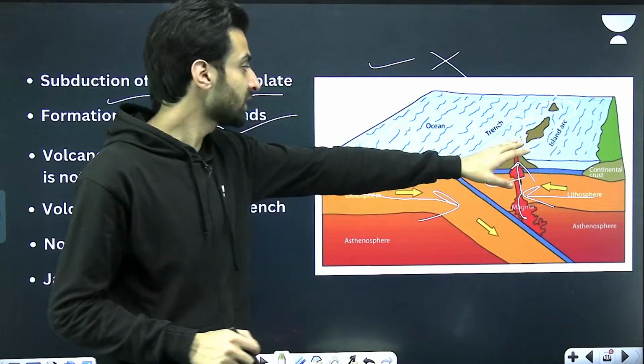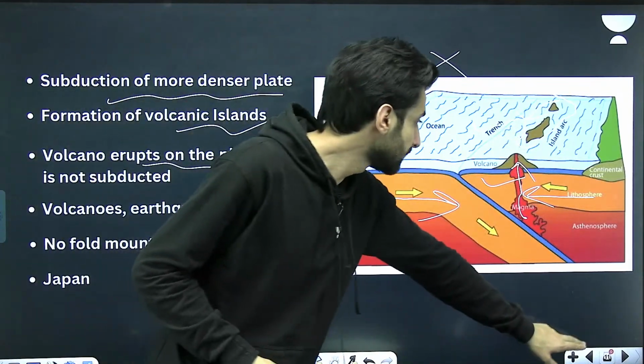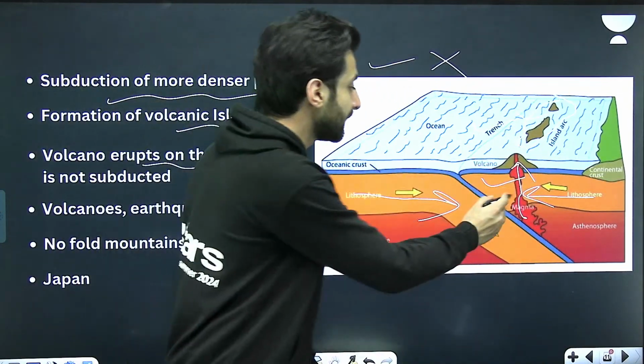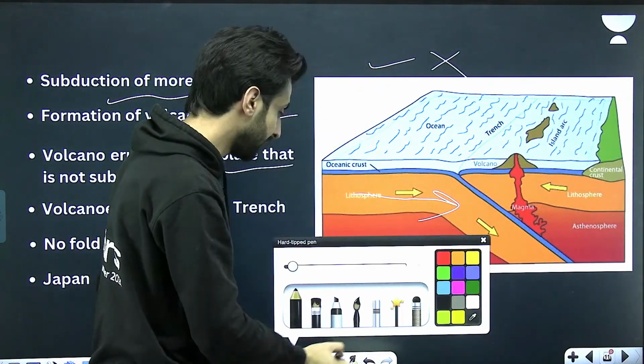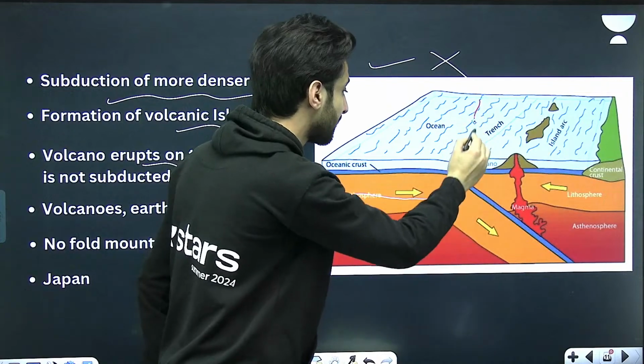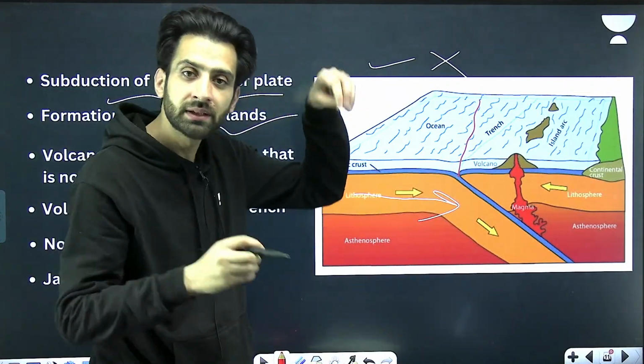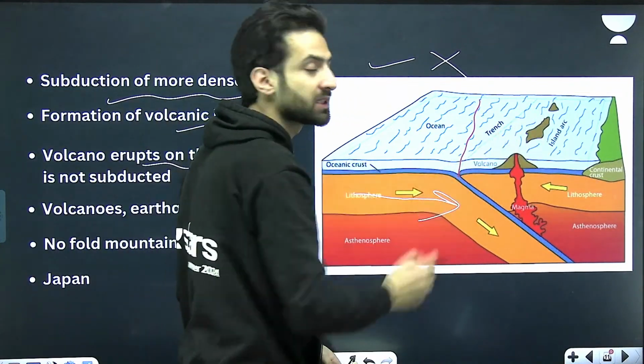I missed it here. Just look at this diagram once. If you look at the volcano that is erupted here, I'll draw it with a different pen so that you can differentiate. This is one plate. This is the plate that is subducted already. Then we have the second plate on this part.